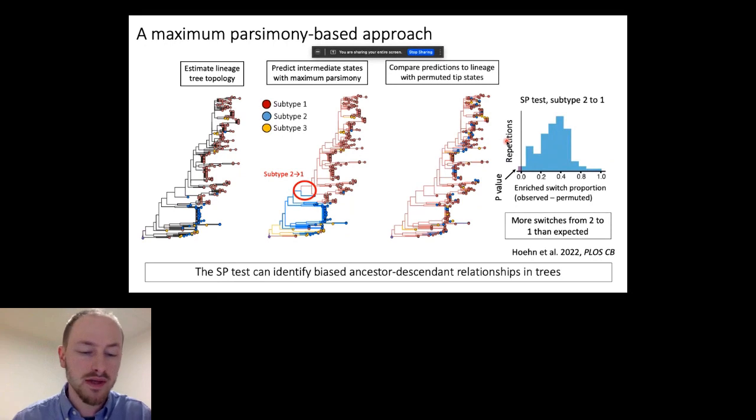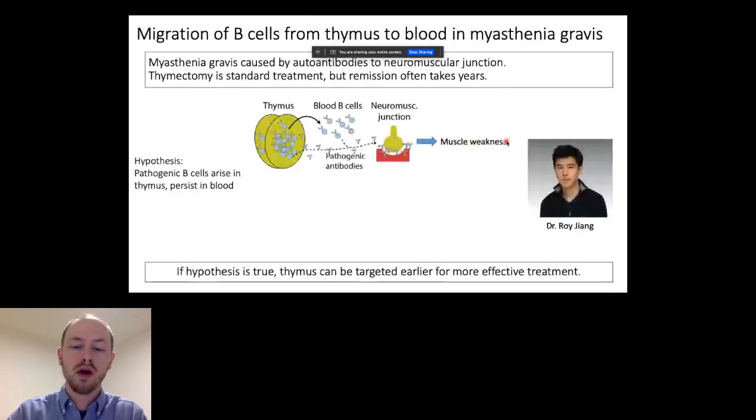This test, which we call the SP test, can allow us to start using tree structures to identify ancestor-descendant relationships within the trees. One of the most interesting applications we found for this method was in studying B cell migration during myasthenia gravis. Myasthenia gravis is an autoimmune disease caused by autoantibodies binding to the neuromuscular junction, causing progressive muscle weakness.